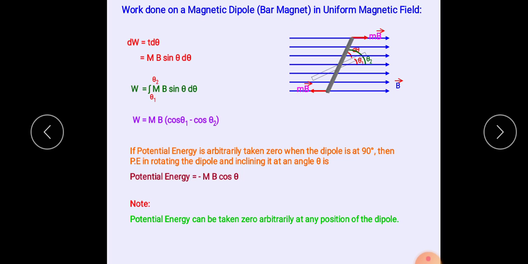And the work done in rotating the dipole from theta 1 equals 0 degrees to 180 degrees is MB cos theta 1 minus cos theta 2. You can put the values: cos theta 1 is cos 0 degrees, and cos theta 2 is cos 180 degrees. It results as 2MB. It is the maximum work done.